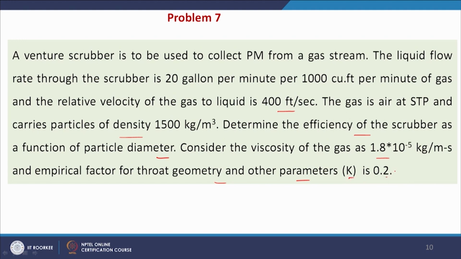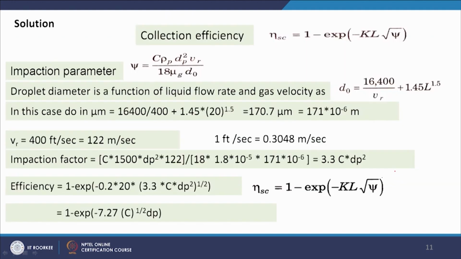So, this is a problem of a venturi scrubber, and for this case we know that the collection efficiency of the scrubber is equal to 1 minus exponential of minus k L into root of psi, where psi is the impaction parameter. The expression of psi is equal to C into rho p into dp square into Vr divided by 18 mu do, where do is the droplet size. The droplet size can be determined by an expression as given here, that is equal to 16,400 by Vr plus 1.45 L to the power 1.5, where L is nothing but the liquid flow rate, and V is the relative velocity in the duct.